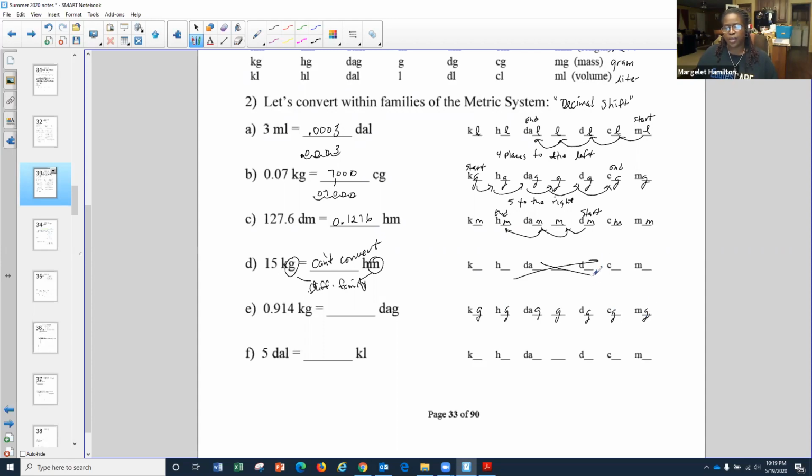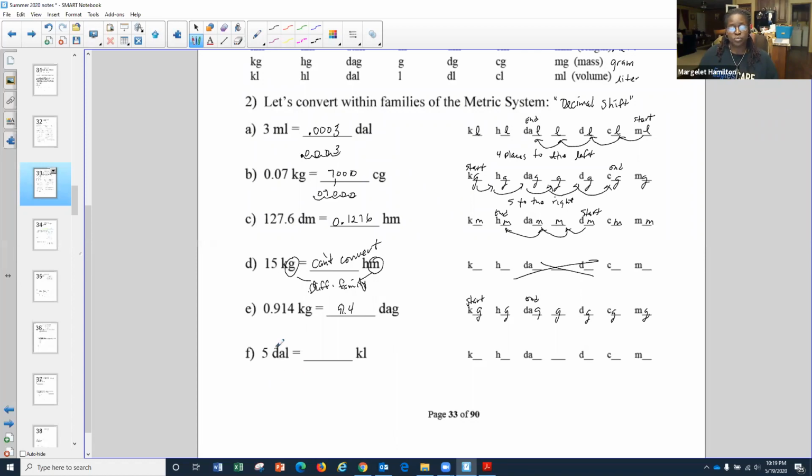Okay, that goes away. So now they want us to go from kilograms, so start here, to decagrams, that's right here. How many places is that? 2 places to the right. So 2 places to the right, 91.4. I know you got it.